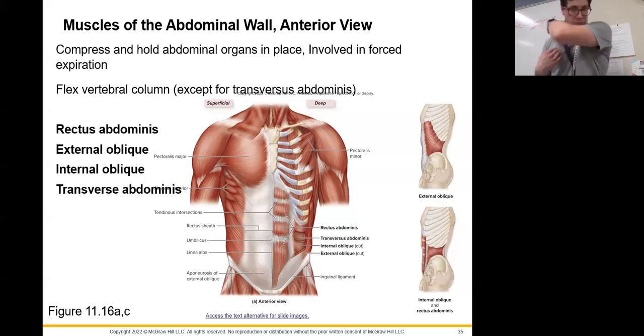Why? So flexing your vertebral column. Why? So that you can push with more force against that cavity, making that cavity even smaller. Okay.